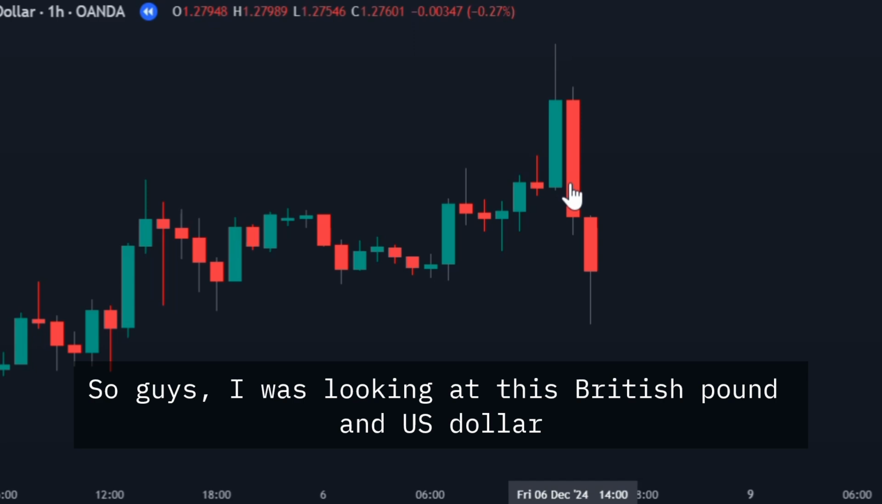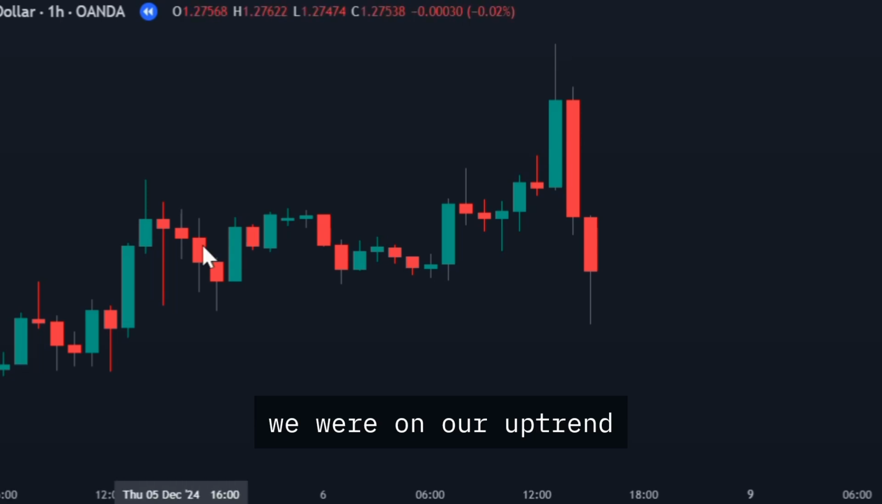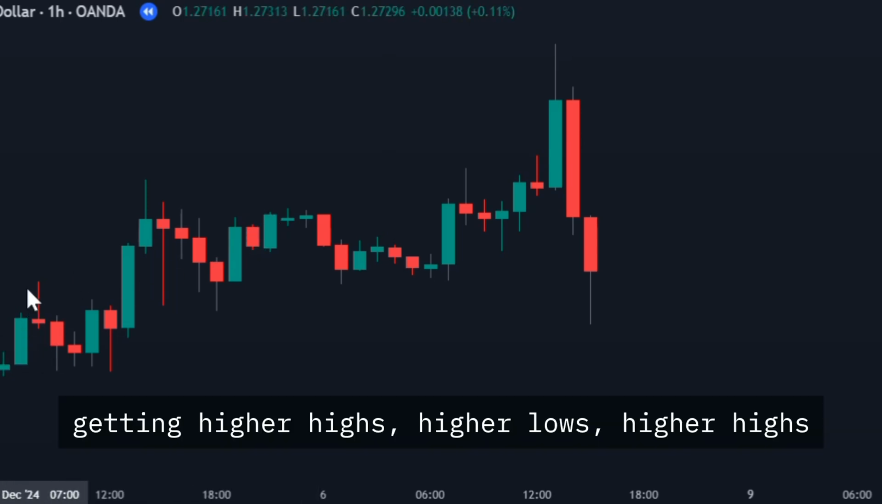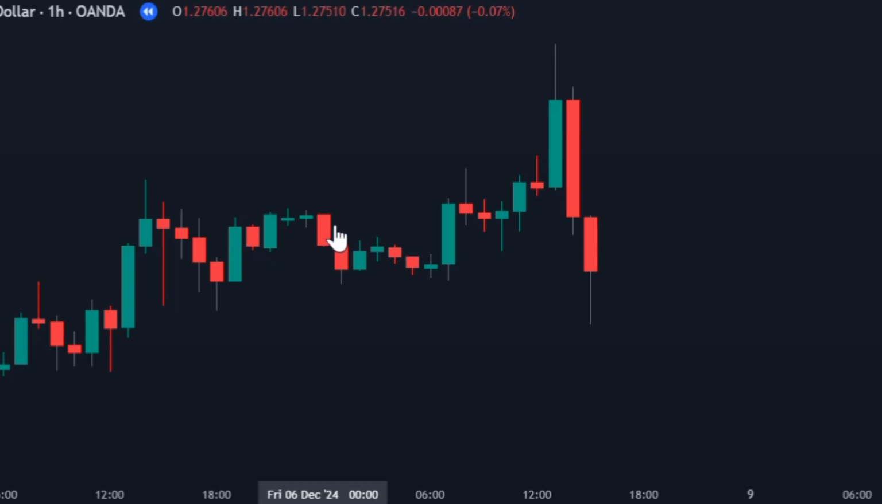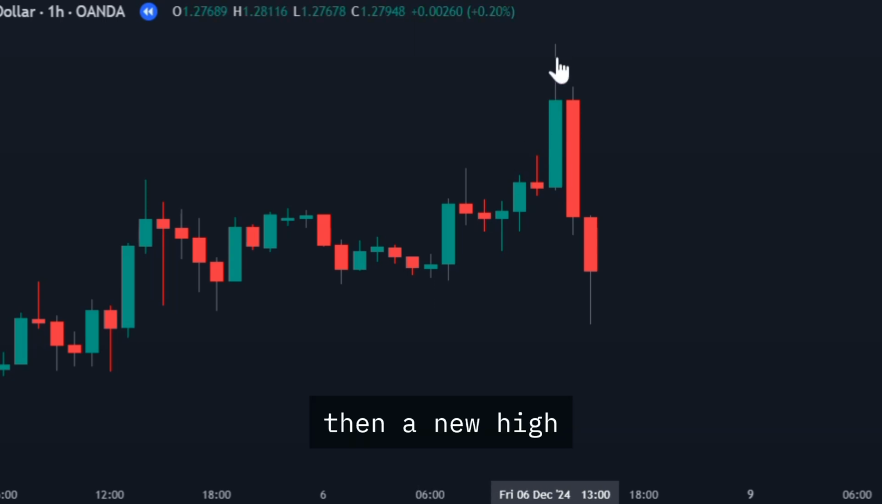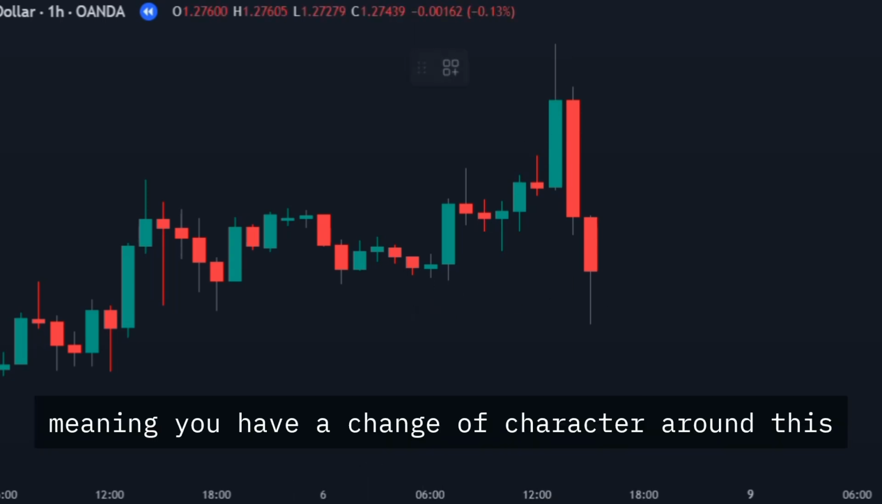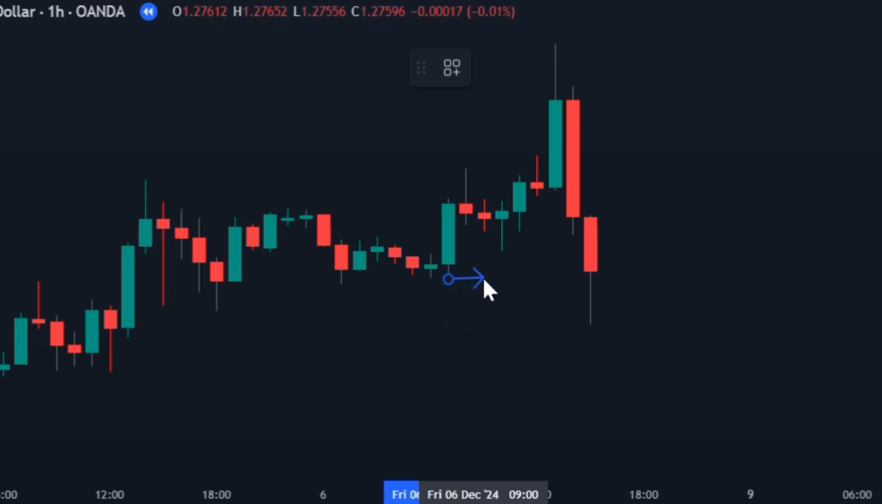So guys, I was looking at this British pound and US dollar, and we were on our uptrend, getting higher highs, higher lows, higher highs, higher lows. Then we have a new high here, then a low here, then a new high, then this low is grabbed, meaning we have a change of character around this area.